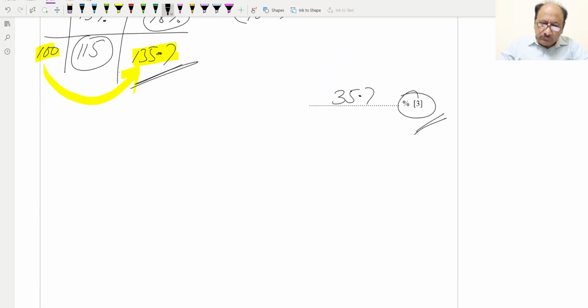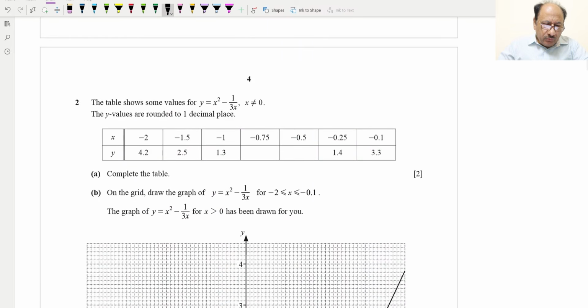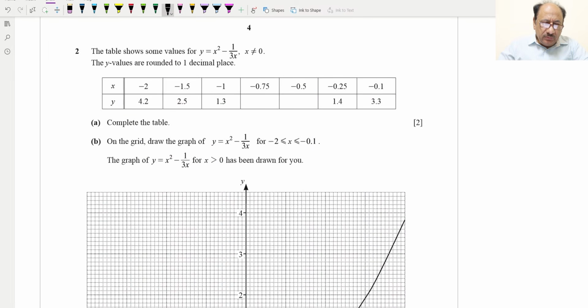Yes. Now we can move to question number 2. A function is provided, which is this one, and the table of values is also given, but these two are blank, which we have to fill. The y values are rounded to 1 decimal place. Complete the table, and this is a 2-mark task.